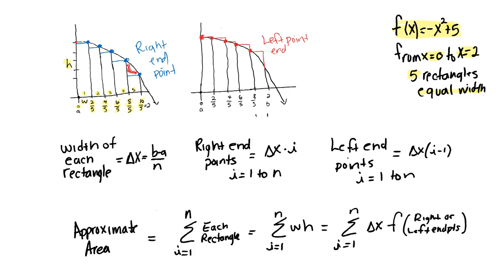We have our curve, f of x equals negative x squared plus 5. We drew 5 rectangles in 2 different ways. One way was inscribed, and the other way was circumscribed.